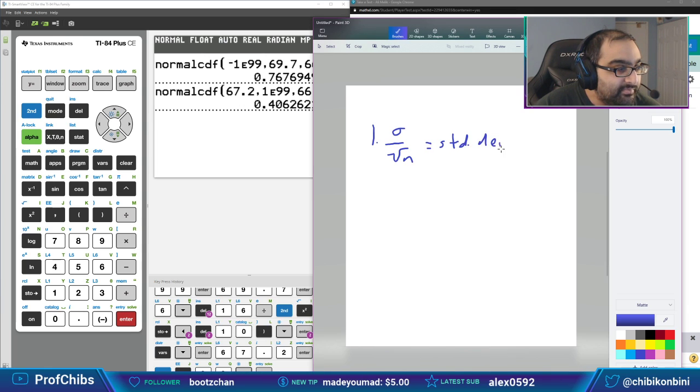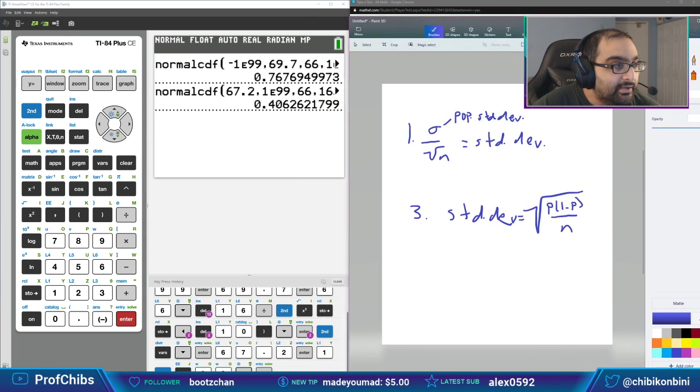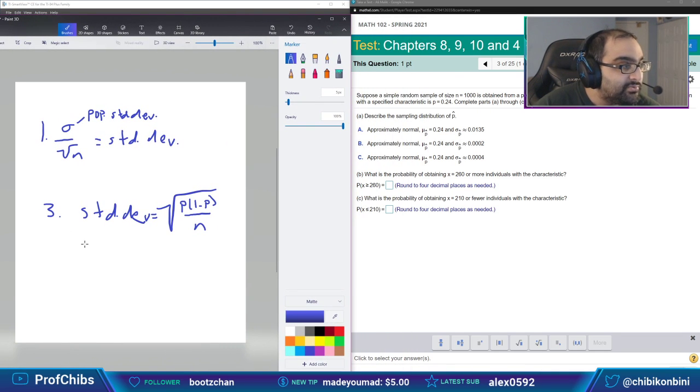So this is the population standard deviation. Now, in this case, what we're going to be using for number three for the standard deviation is this guy here. This was the square root of p times 1 minus p divided by n. So we had this particular formula for number three to get our standard deviation. Now, if we follow suit with what p is and what n is, we're just going to plop in some numbers and see what we get.